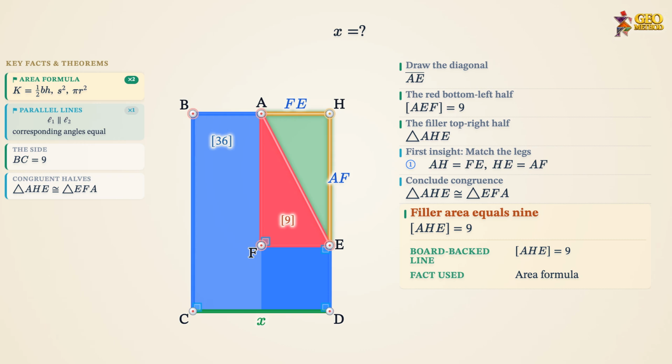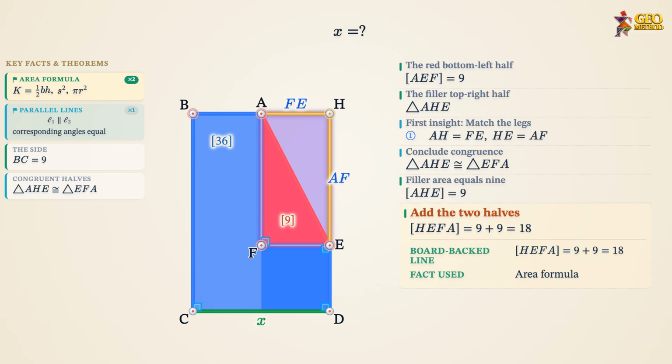Because it is congruent to the red triangle, the filler triangle AHE also has area 9. Both halves of the corner rectangle are now 9 each. Adding the red 9 and the filler 9 gives the corner rectangle HEFA an area of 18 square units. That is the size of the notch we filled in.